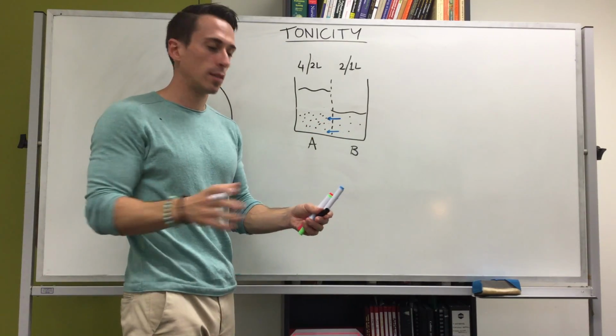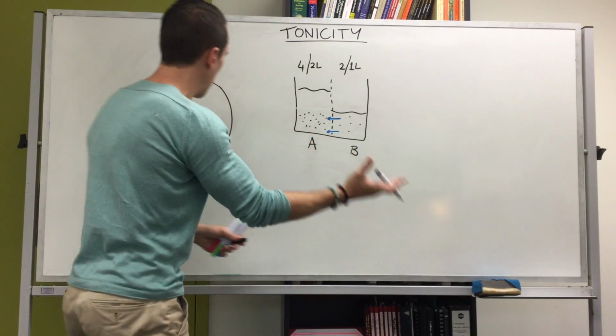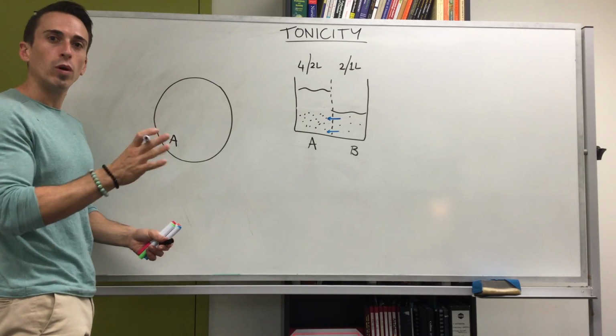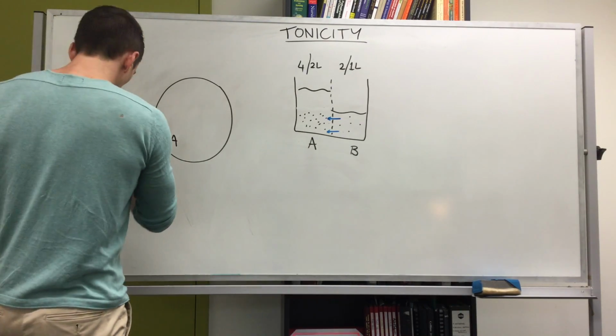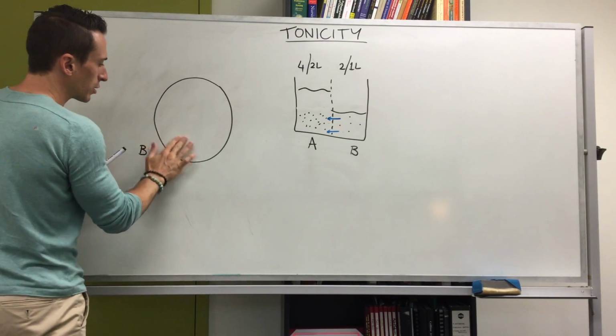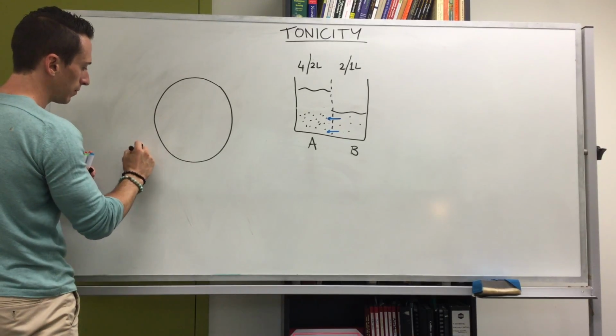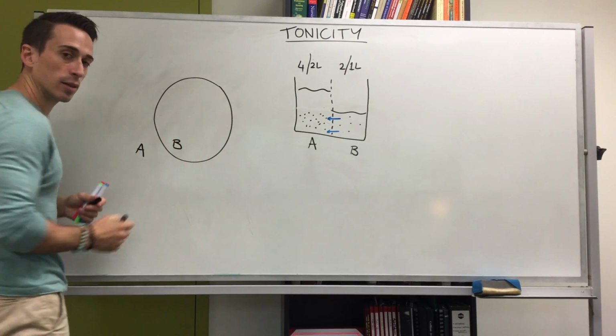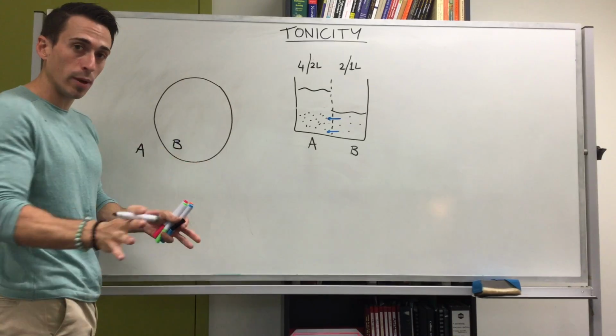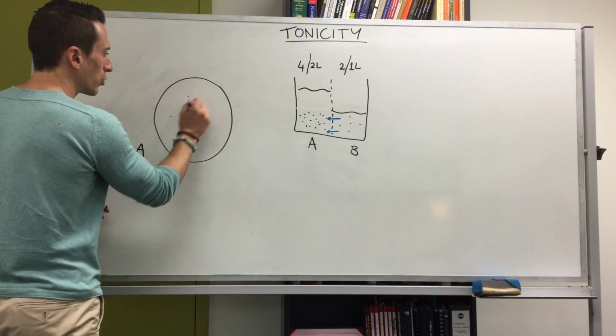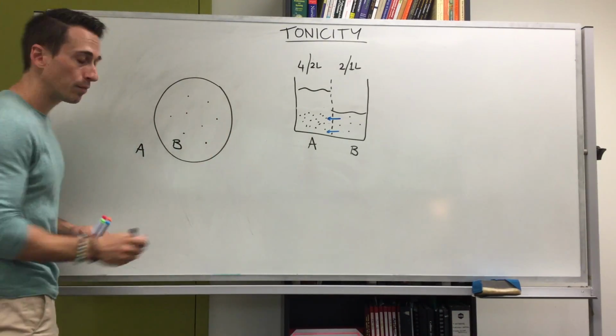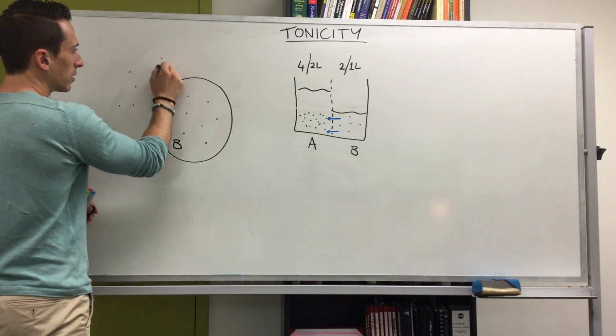What's this got to do with tonicity? Well, let's relate this back to the cell. What if, for example, let's just say side A is outside the cell and side B is inside the cell, and we're separated by a semi-permeable membrane, and we've got a concentration of some stuff inside the cell and a concentration of stuff outside the cell.